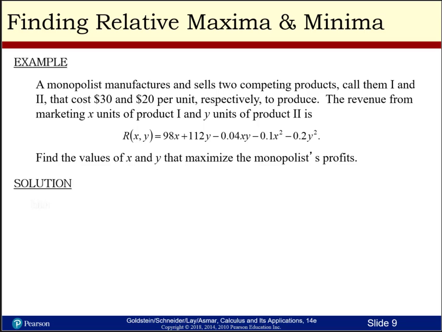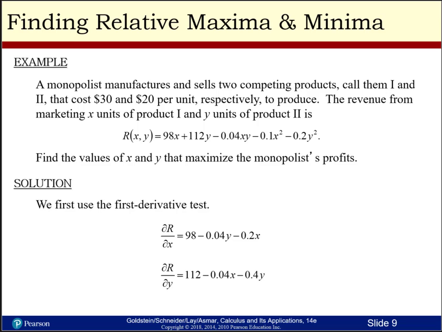So we know we're going to first use the first derivative test. So we need the partial of R with respect to x. We're going to get that that is 98 minus 0.04y minus 0.2x. We need the partial of R with respect to y, and that's 112 minus 0.04x minus 0.4y.